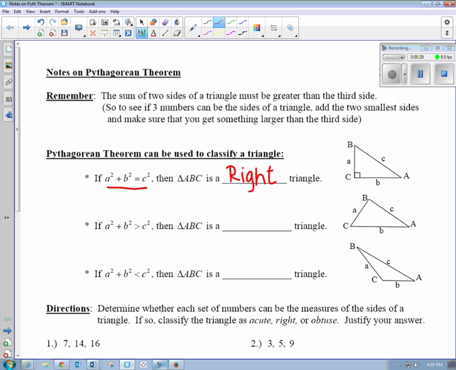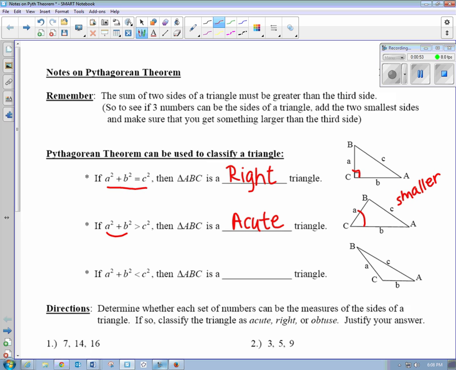Now, if by chance the a squared plus the b squared turns out to be bigger than c squared, what that means is that c squared got smaller, so c got smaller, so this angle got smaller than the right angle it used to be. So that means that now our triangle will be an acute triangle.